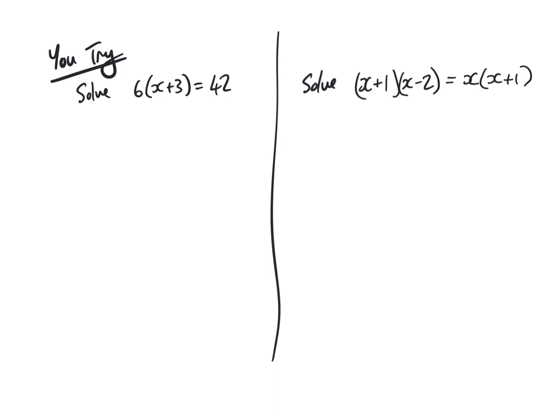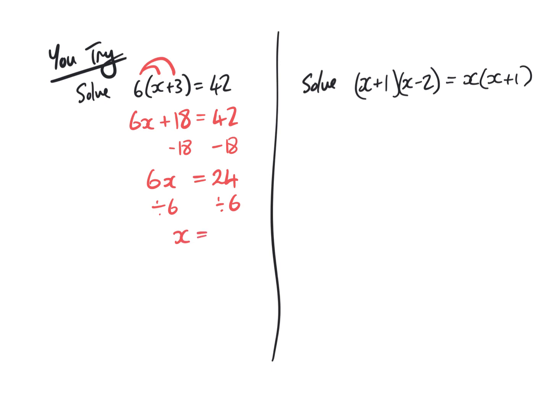Okay, the first answer here, we are going to multiply out the brackets, giving me 6x, and 6 times 3 is 18. That's equal to 42. We're then going to subtract 18 from both sides, which is going to leave us just 6x over at this side, and 42 take away 18 is 24. And then we're going to divide both sides by 6, leaving me x equals 24 divided by 6 is just 4.